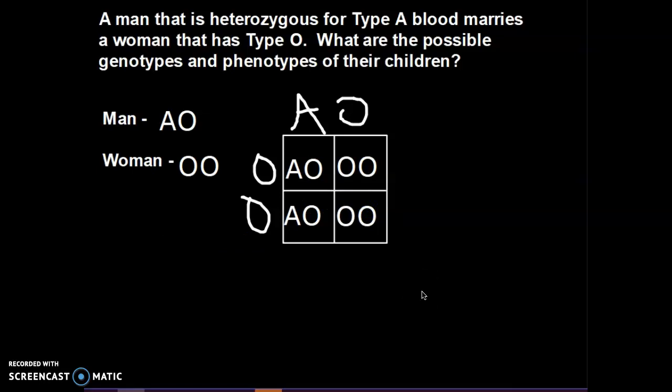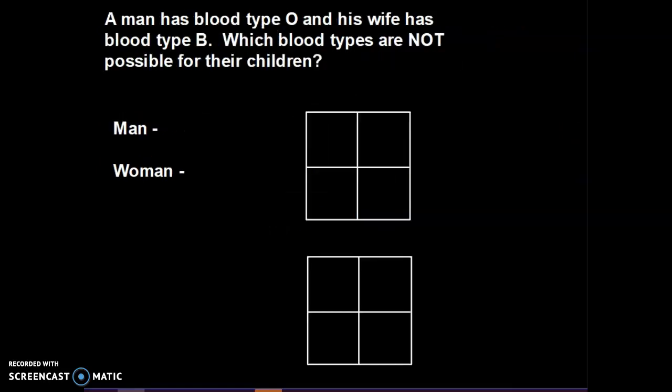Theoretically, 50% of their children would have type A blood and 50% would have type O blood. So if it asked you which ones are not possible, it would be anything that would take a B. So that would be B blood or AB blood. Those are both impossible. Okay, so let's try one more.